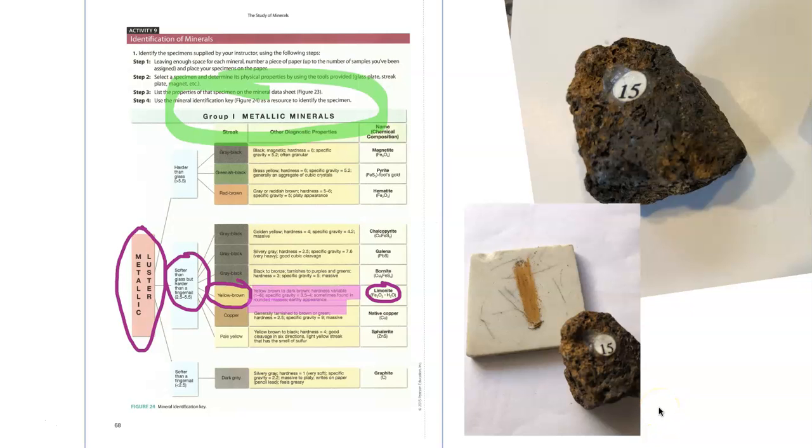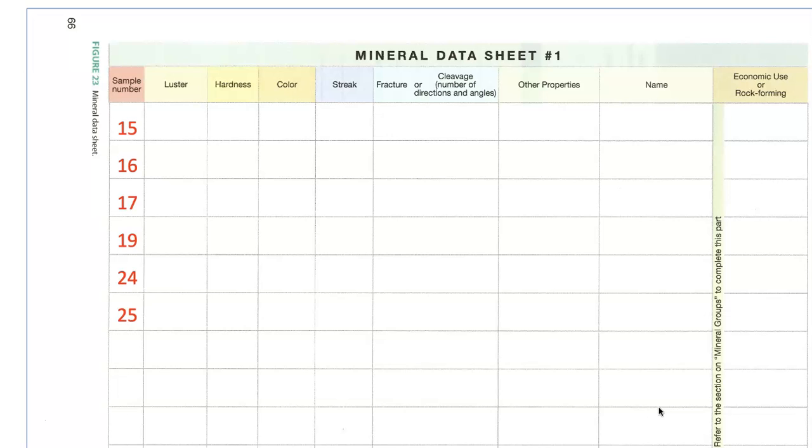Okay, so we left off with identifying mineral number 15 as limonite, and now I want to show you how we're going to fill out the data table. So this is mineral number 17. The luster was metallic, we determined that right away.